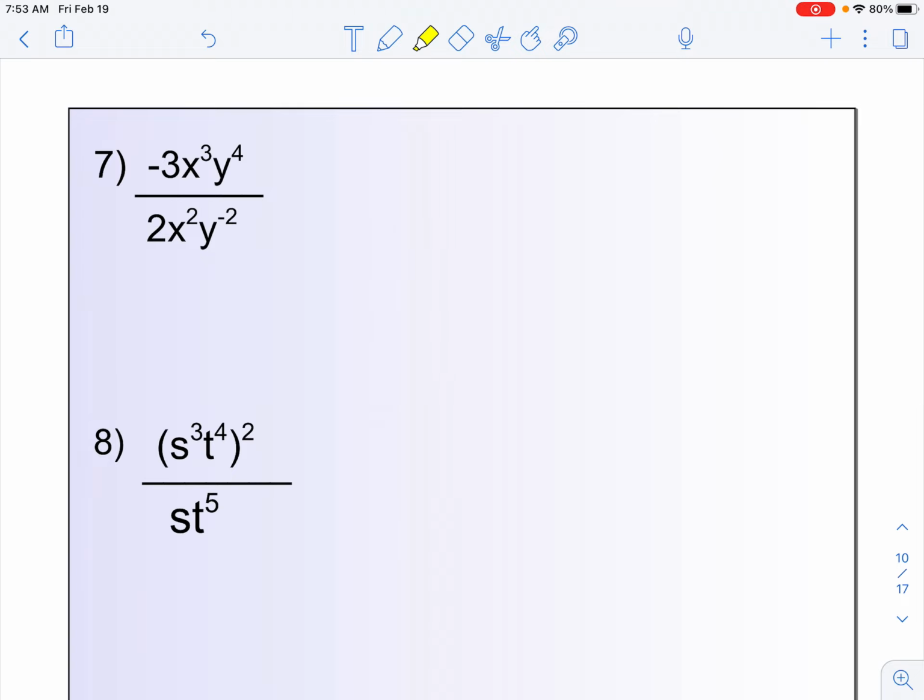All right, you try number 7. See if you can at least get some parts of it correct.